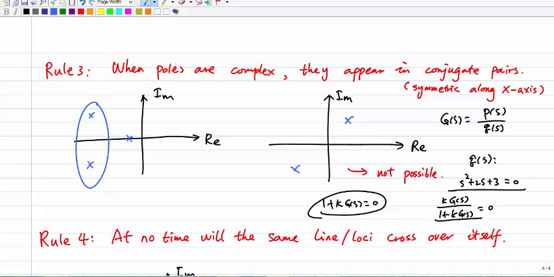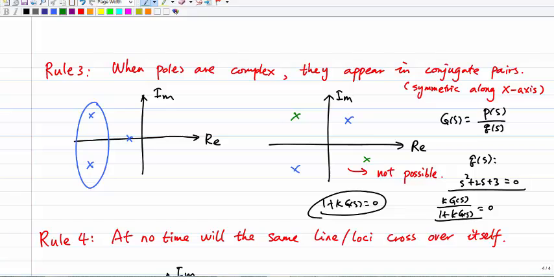If you appear in pairs, the poles will be symmetric along the real axis, up and down. If you're on the real axis, you're still symmetric along the real axis, of course. It never happens like this, with one going to the first quadrant and the other to the third quadrant. It's either second or third, or first and fourth. A pair like this won't happen. This is rule number 3.